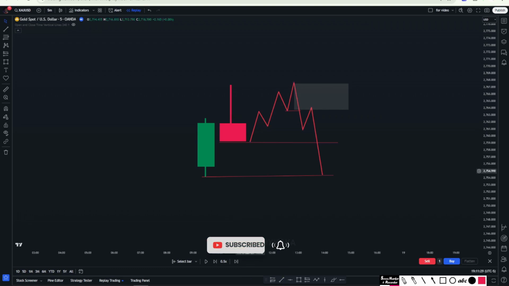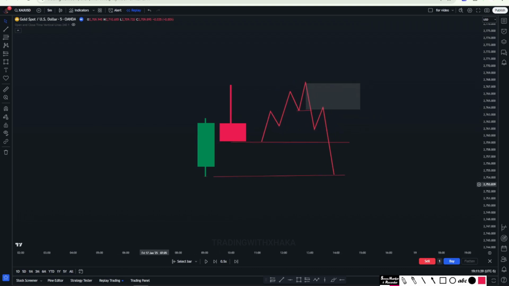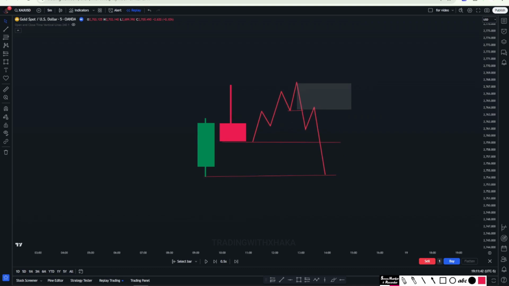But it must not always be in this form. Our buyers can never always be in this form. So next buyers can also come in this form. So let me delete this and start. You can screenshot this if you want.